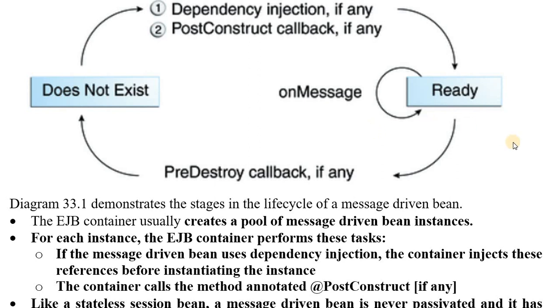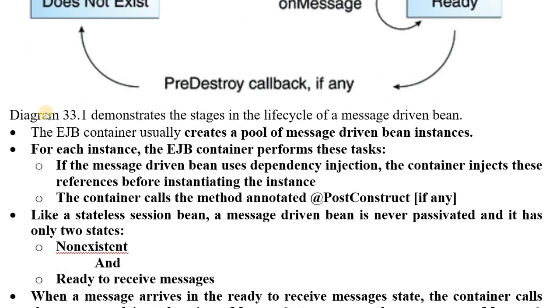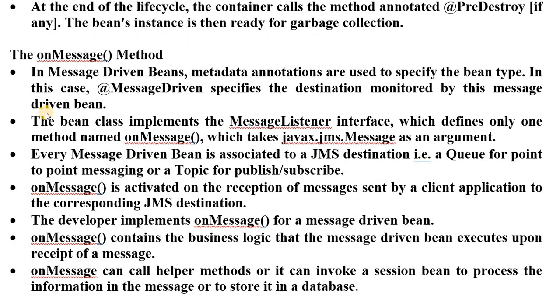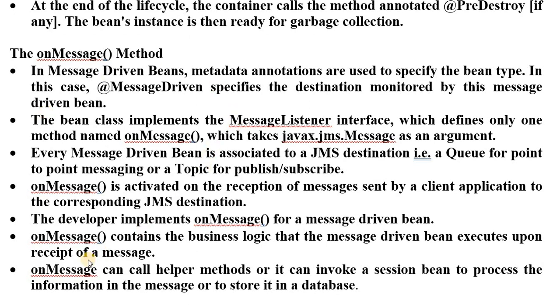And then when everything is done and you want to destroy and go for garbage collection, from the ready state you will call the method which is annotated with @PreDestroy. Once this method has been called, the bean is ready for garbage collection, and again we come back to the does not exist state. So this is the life cycle of a message driven bean. The explanation is again given in the notes. Now again we come to the onMessage method.